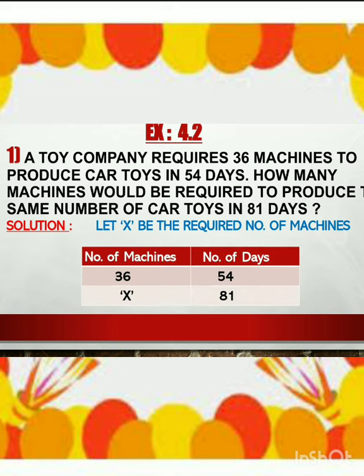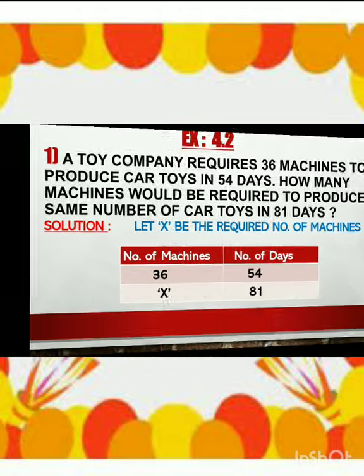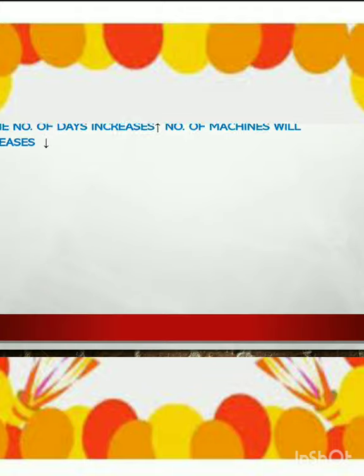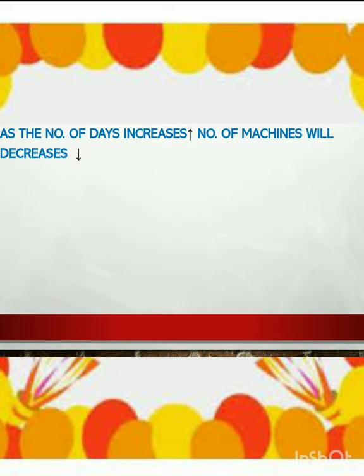In 54 days, here the number of machines and number of days. We have written all the values in the tabular column. So we are going to find out how many machines we need to produce the same number of car toys in 81 days. Here number of days increases, so number of machines must decrease. As the number of days increases, number of machines will decrease. So it is an inverse proportion.